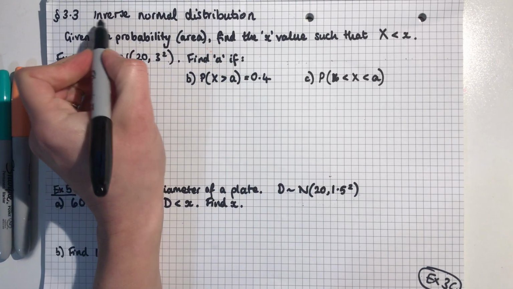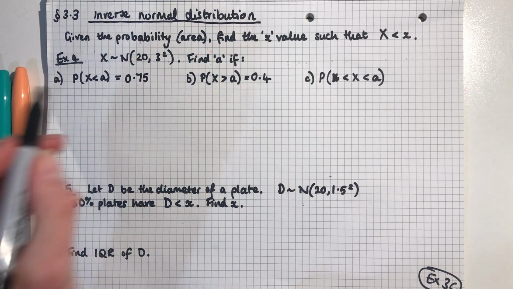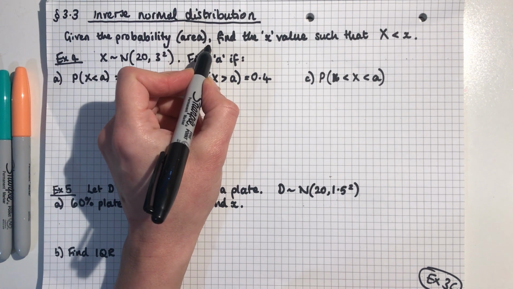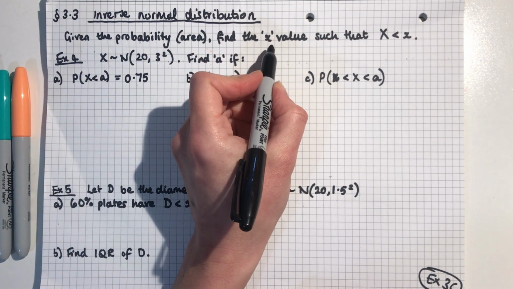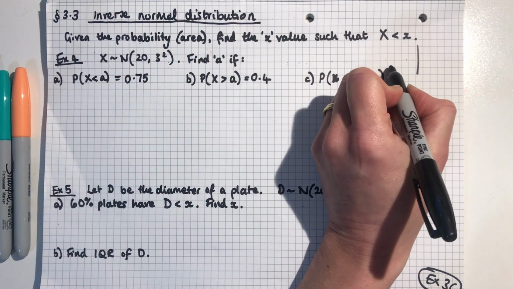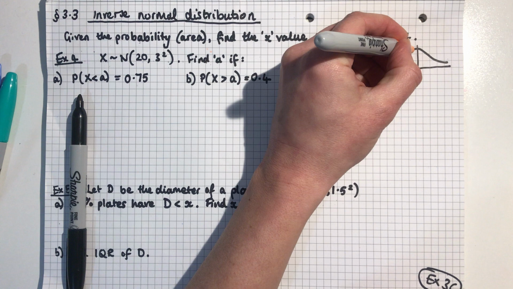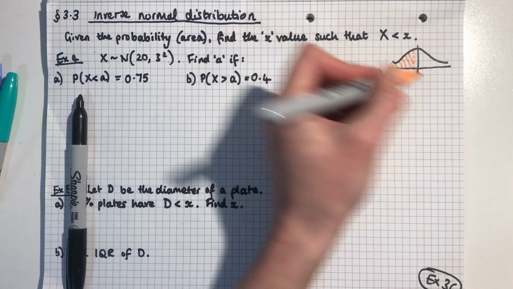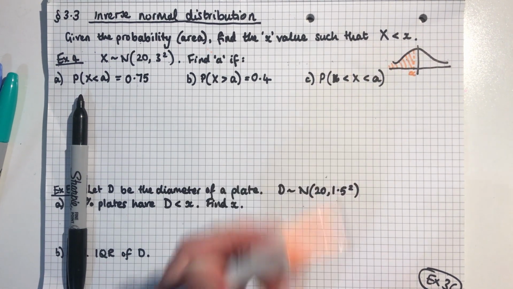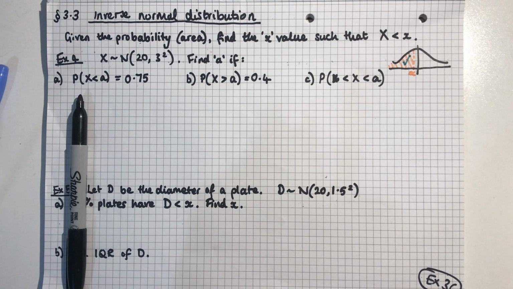Hi, now we're going to look at how we use the inverse normal distribution function on your calculator. This is for when you have the probability of something happening, the area under the curve, and you can find the value along the x or horizontal axis that gives you that probability or area. Specifically, we're talking about the area less than a value. So imagine there's your normal distribution curve, and imagine you know this area here. The inverse normal distribution function on the calculator will find that value for you, given that you know the area already. So let's jump straight into it.